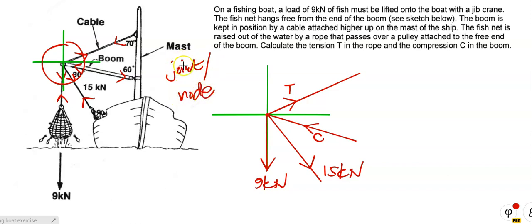Okay, you're learning so much, it's amazing! So tension is always pulling away from a joint. We know this, we know this, we don't know that. We need to find it. Compression is always pushing toward the joint. We need to find it. I've called it C for compression. You can call it A, B, C, whatever, but I made a T and C for myself, T for tension, C for compression.